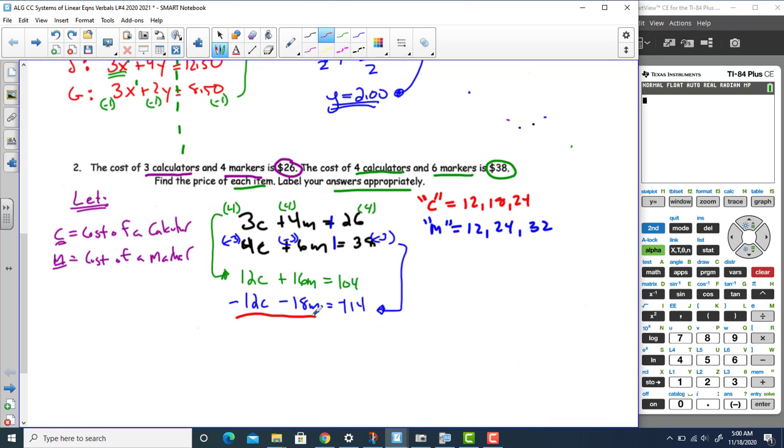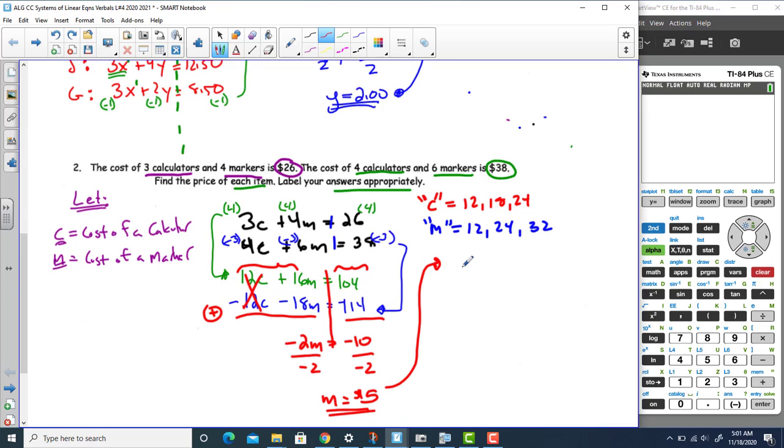I could then treat it as one giant equation and take the sum of the algebraic expressions and make that equal to the sum of the numerical quantities. In this instance, positive 12c and negative 12c cancel. I'm left with negative 2m's equal to negative 10. I divide both expressions by negative 2, and I find out that the markers are $5 a piece. That is some wacky marker. Must be a Sharpie. Once you solve for m, ladies and gentlemen, you have to solve for c.